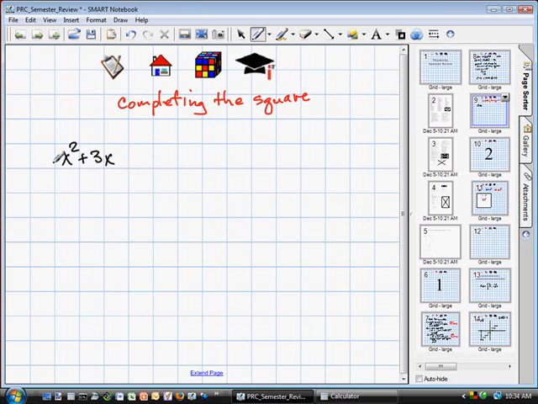First, check to see if there's a coefficient out here. If there is, you've got to get rid of it. We don't, so we don't have to factor anything out. Take half of the b term, which is 3/2, and then square that. Let's see, how are we going to do? I almost need an equal sign here, don't I?